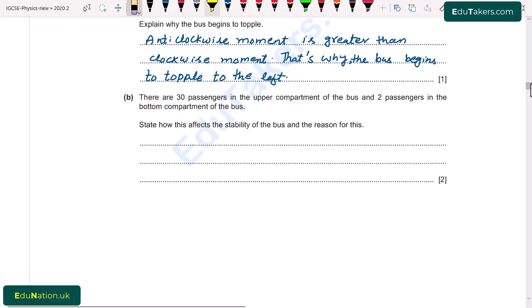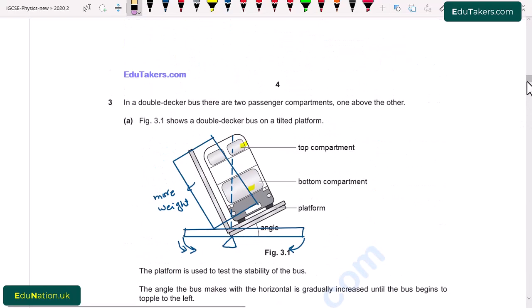There are 30 passengers in the upper compartment of the bus and 2 passengers in the bottom compartment of the bus. State how this affects the stability of the bus and give the reason for that. First of all, we go back to the diagram and see that this upper compartment has 30 passengers while the lower has 2.